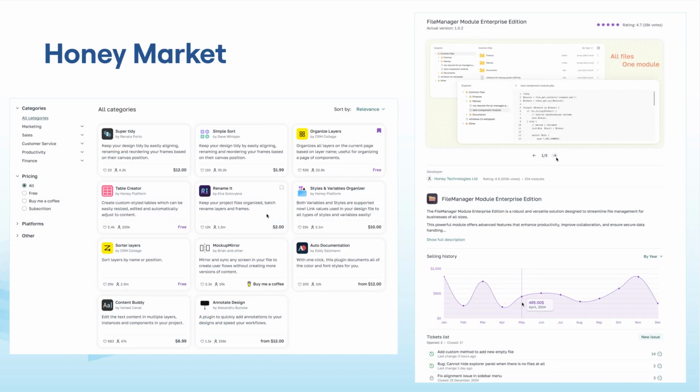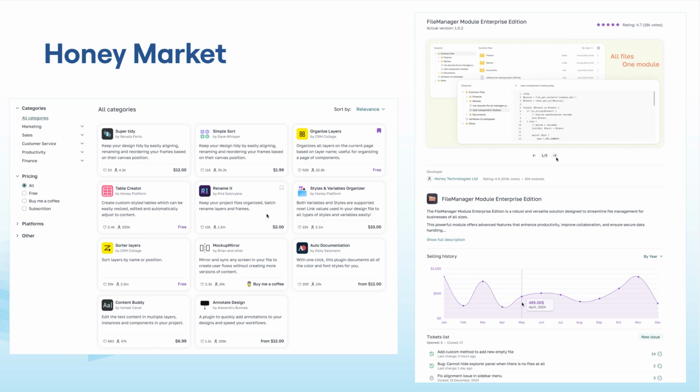Let's move on to Honey Market. As previously mentioned, modules and components can be reused across different products, including those created by other developers. To facilitate easy searching, purchasing, and distributing modules, Honey Market was created. Modules and components in Honey Market can be sold or freely distributed under various licenses.